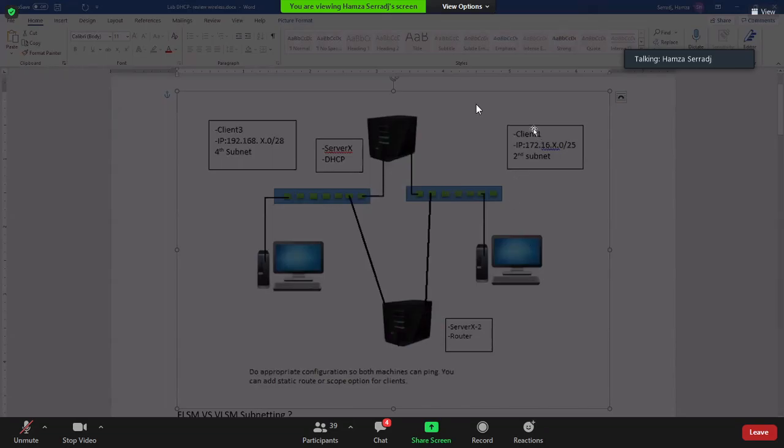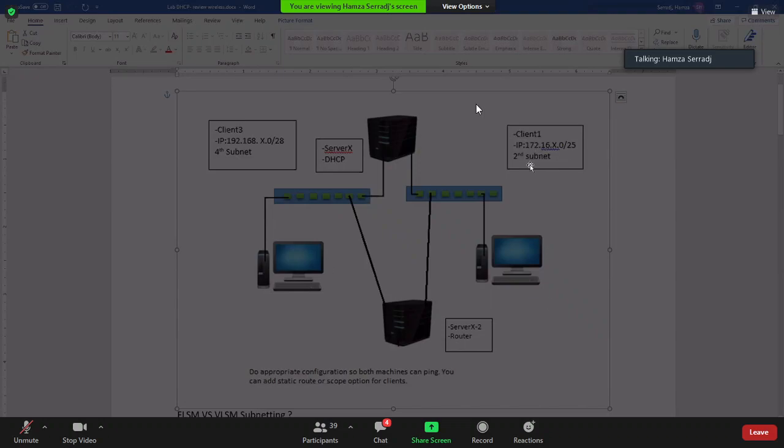Okay? So we have client 1. This is the network ID, the subnet of this zone here. So we have 2 networks, one here and one on the other side, and you need to route them. So you ping this computer from this one, through this router. But the IPs are dynamic, and they are coming from this DHCP server to this side and this side.